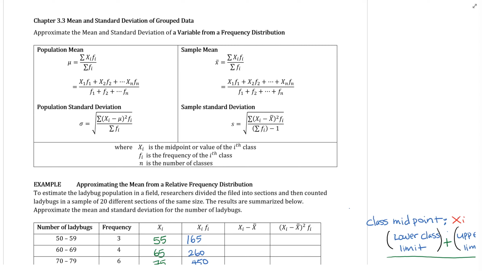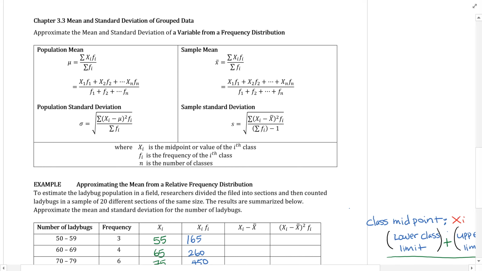It says approximate the mean from a relative frequency distribution. To estimate the ladybug population in a field, researchers divide the field into sections and then count ladybugs in a sample of 20 different sections of the same size. The results are summarized below. Approximate the mean and standard deviation for the number of ladybugs.